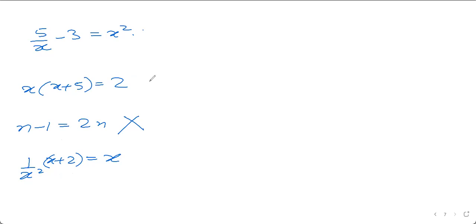So let us first check what is happening in option number 2. If we multiply this x into x plus 5, it becomes x square plus 5x equals 2. Yes, this is definitely a quadratic equation. We don't need to take it to the general form. This is definitely a quadratic equation. So now we don't need to check A and D at all. First we eliminated C. Then we acted smart. We selected 2 to check. Now we know that 2 is the answer.